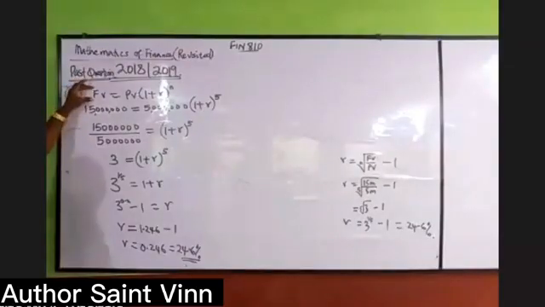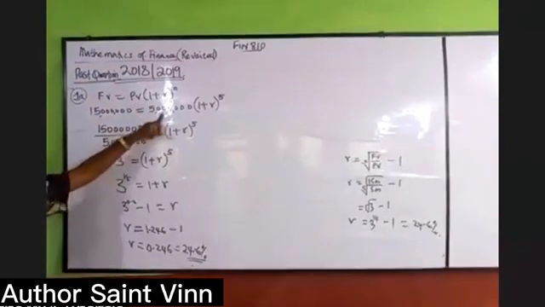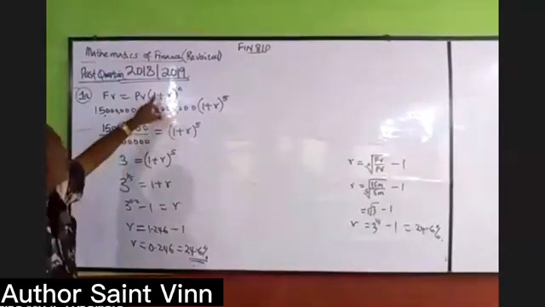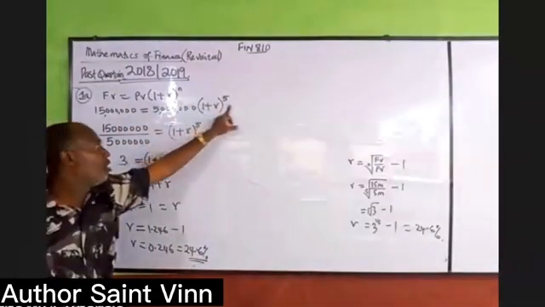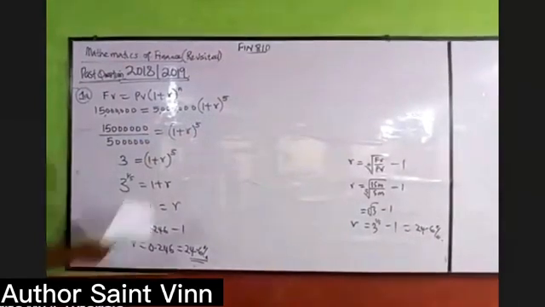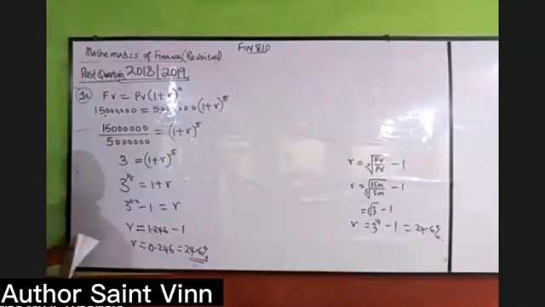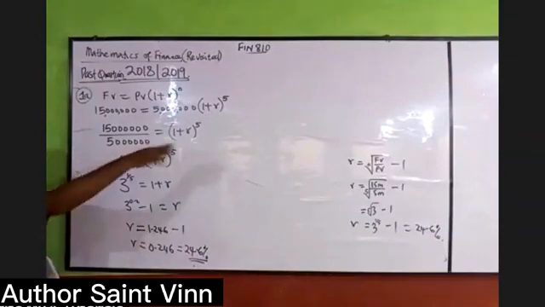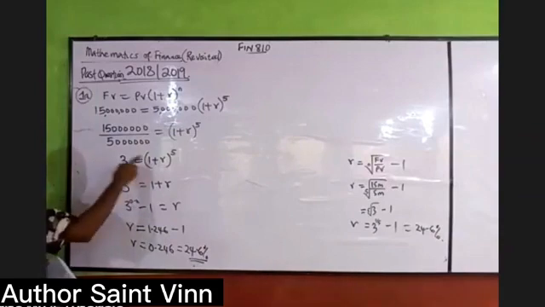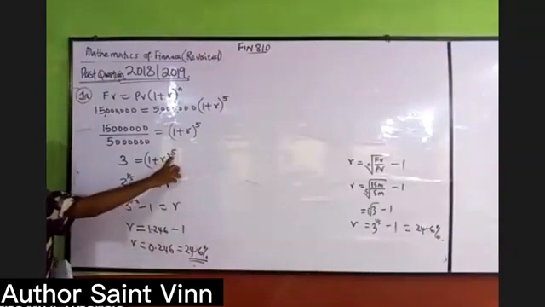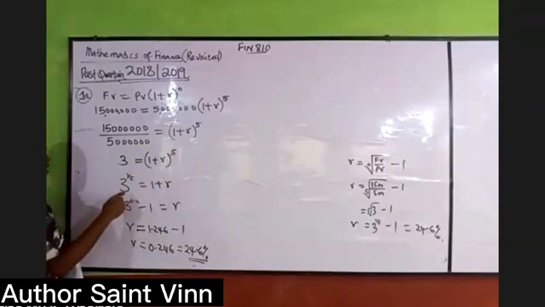15 million is the future value. Present value is still the 5 million of the lottery he won. 1 plus R we don't know. Number of years is 5. The coefficient of 1 plus R is 5 million. Divide both sides by 5 million. We have 3, and this is 1 plus R raised to power 5. Take the 5 to this side, so 1 over 5, equal to 1 plus R.